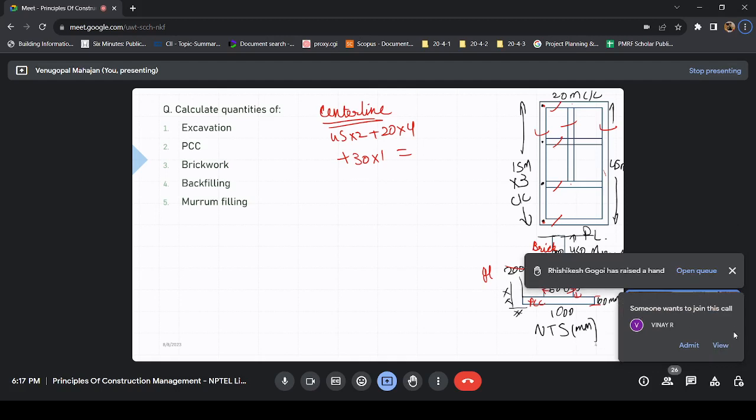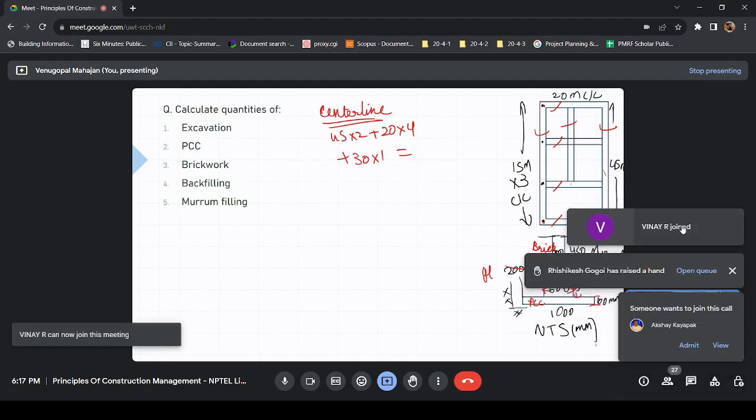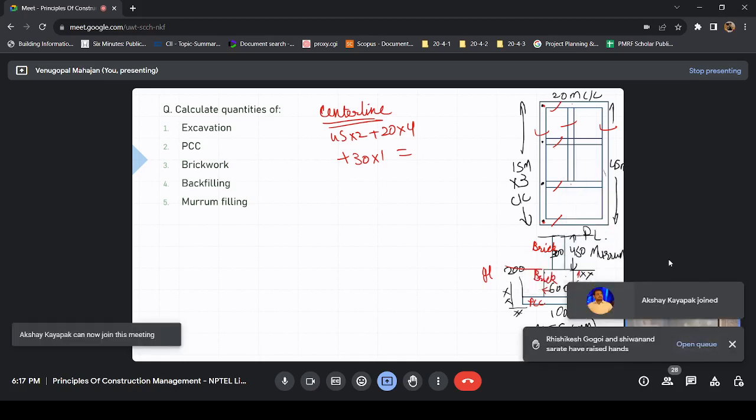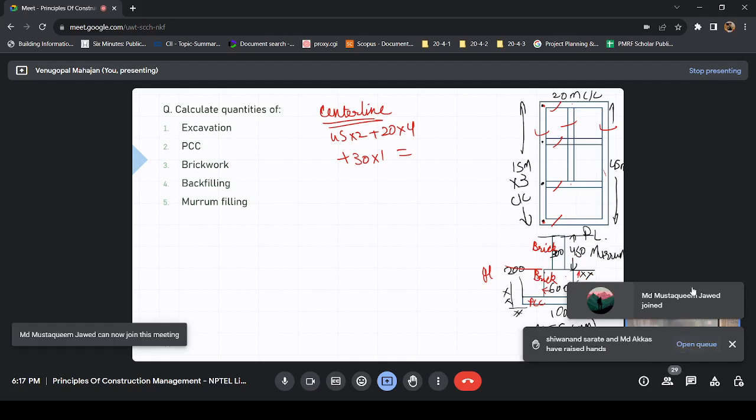See, guys, one more reason why I can't see your raised hands quickly is that I'll be working on PowerPoint. So if you raise your hands, I won't be seeing it. I have to go back to Meet and see. So it's better if you can just turn on your mics and say. I have got a couple of raised hands.